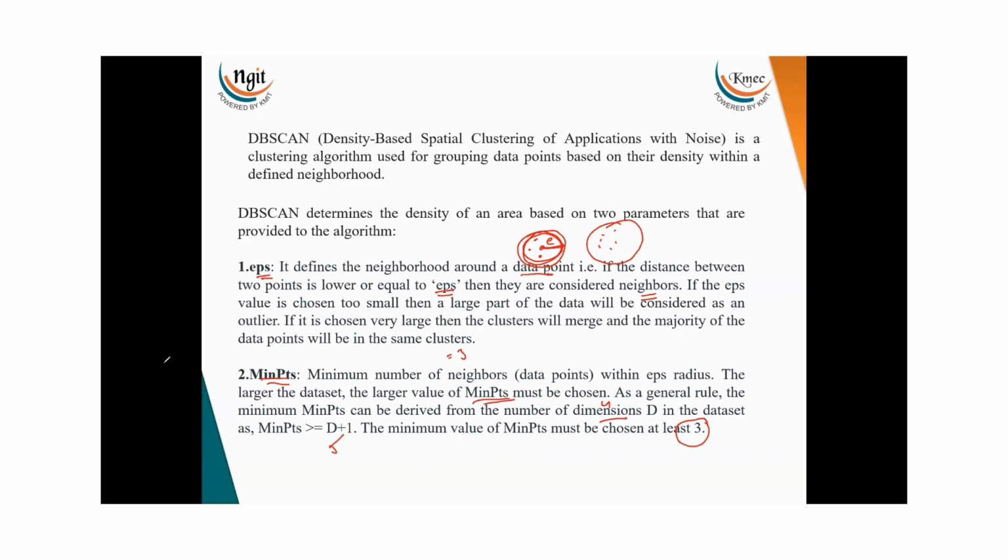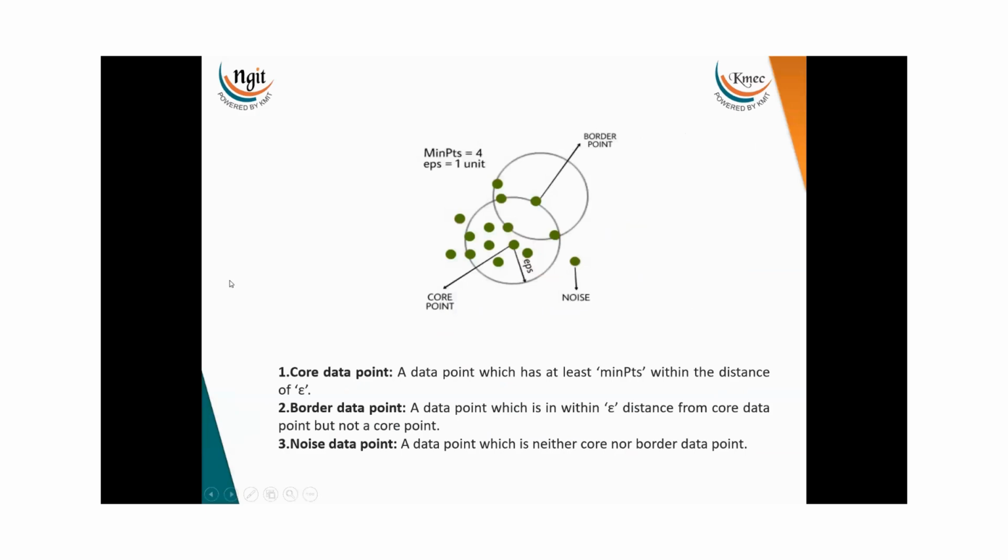Now let's understand the density. Along with that, we need to know about three different kinds of data points, which are called core data points, border data points, and noise data points. So what is a core data point? It should have at least the minimum points within the distance of epsilon.